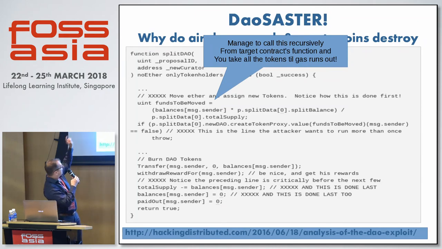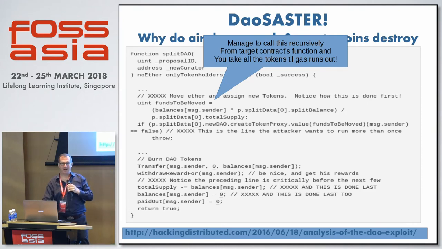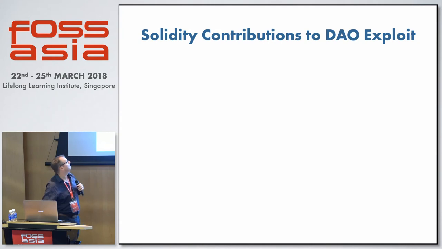Now, had they moved that line, the withdrawal reward for function, underneath these two lines of code, it wouldn't have happened. That's the whole thing. $150 million, right?